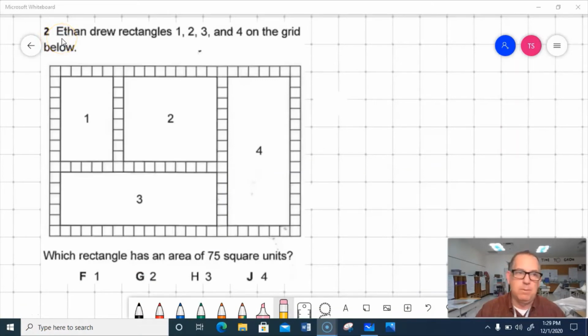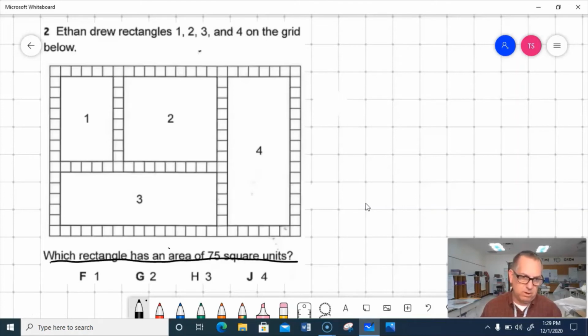Okay, let's go ahead and look at this problem right here. It says, Ethan drew rectangles 1, 2, 3, and 4 on the grid below. Which rectangle has an area of 75 square units? On this problem, it's important that we understand what the question is asking us, so we'll underline it. Which rectangle has an area of 75 square units?